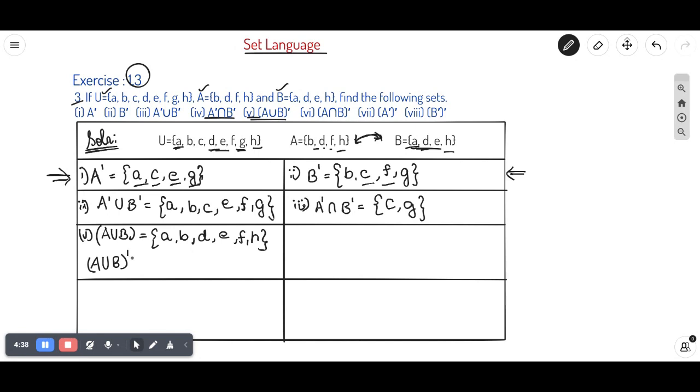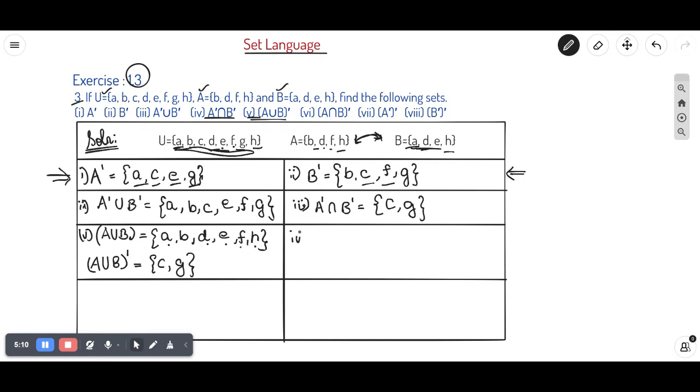Whole dash means what? You have to write elements of U without the elements of that set. Here we have A union B. So let us start writing A. A is here, you can't write it. B. B is here, you can't write it. C. And then D. D is here, you can't write it. E is here, you can't write it. F is here, you can't write it. G. So you can write your G. And then H is here, you can't write it. So this is A union B whole dash.